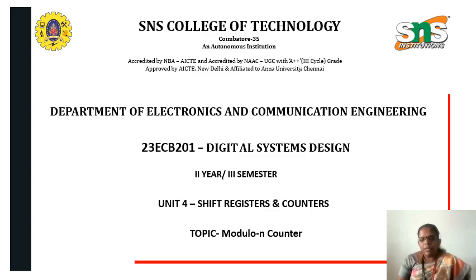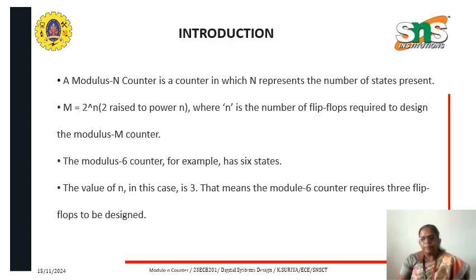In this video, let us see about Modulo-N counters. A Modulo-N counter is a counter in which N represents the number of states present. N is equal to 2 power n, where n is the number of flip-flops required to design the Modulo-N counter. The modulo 6 counter, for example, has 6 states. So the value of n in this case is 3. That means the modulus 6 counter requires 3 flip-flops to be designed.